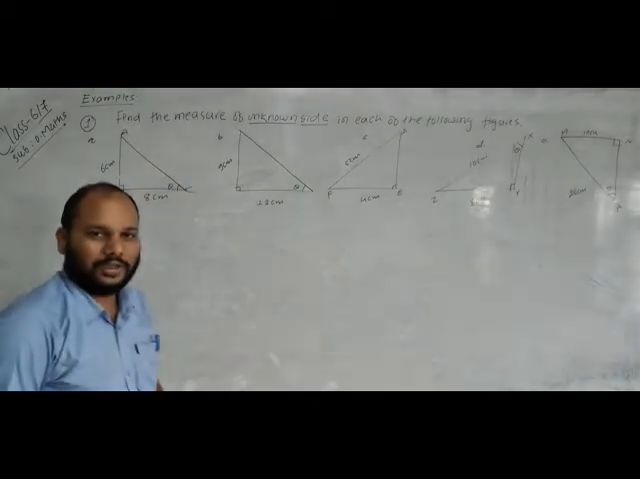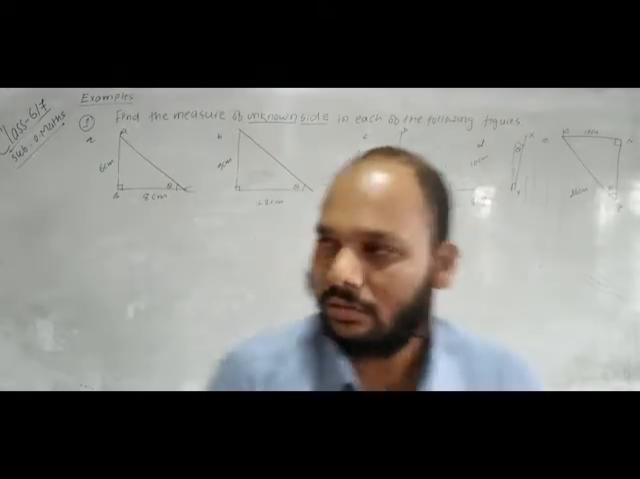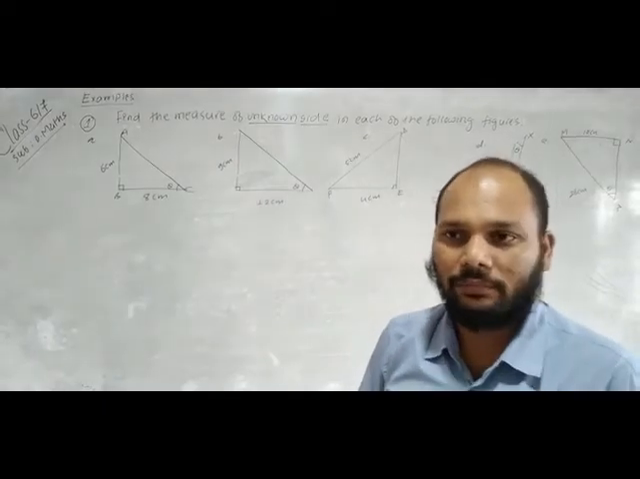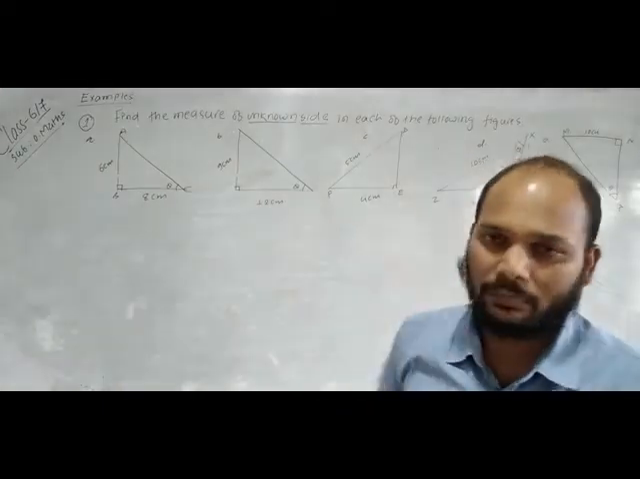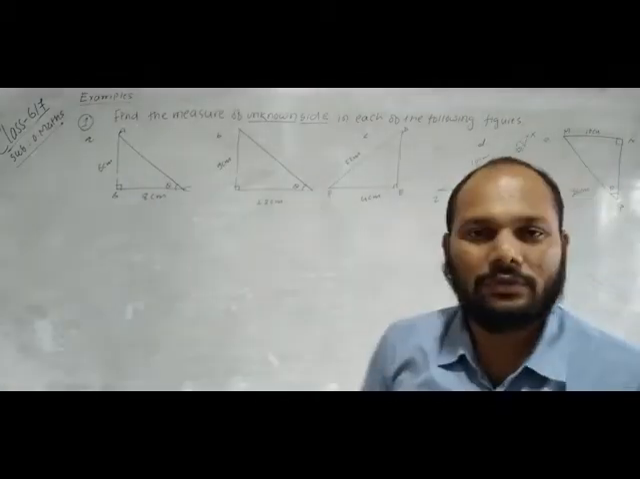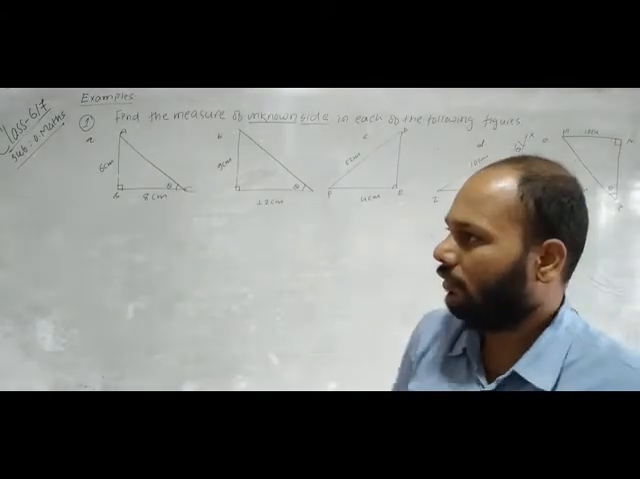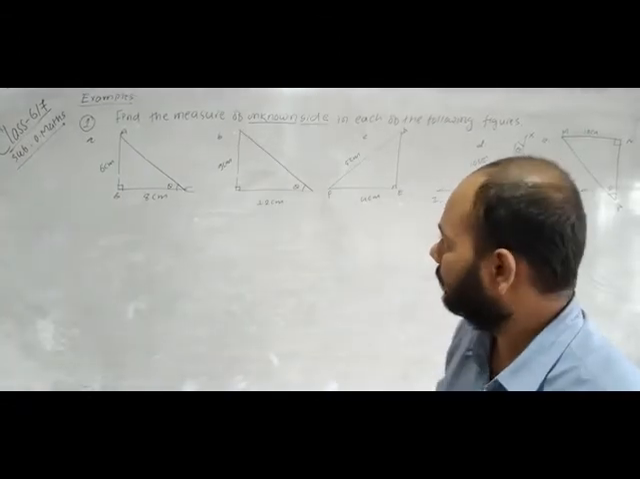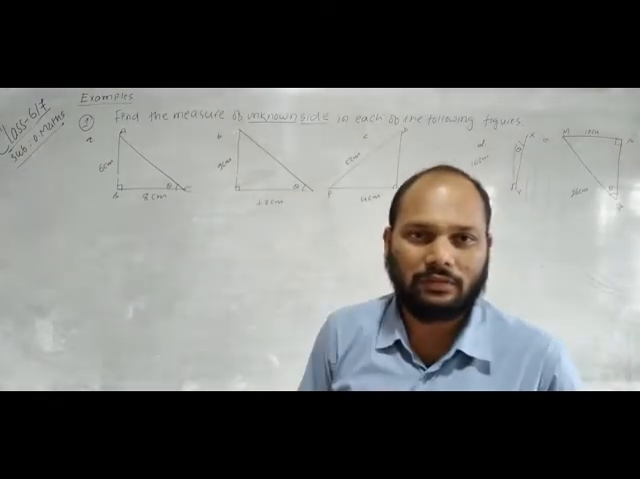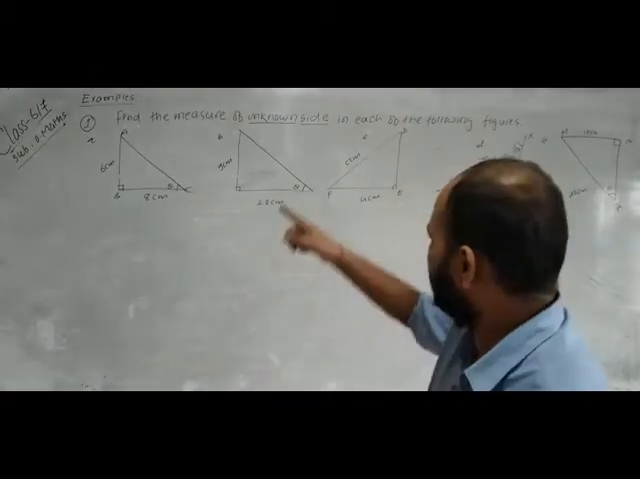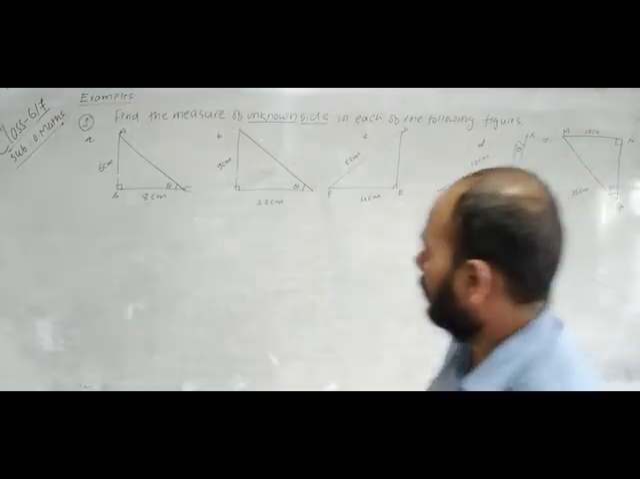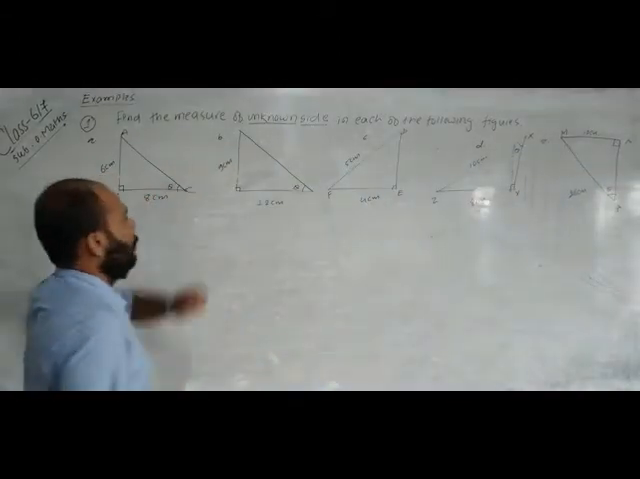Yesterday we completed the relation between trigonometric ratios, and also the maximum relations between trigonometric ratios, and I gave you some formulas to remember. This is your homework, and when school opens I will ask you all the formulas. Today I am going to start the exercise again. This is your last exercise, and here find the measure of unknown sides.